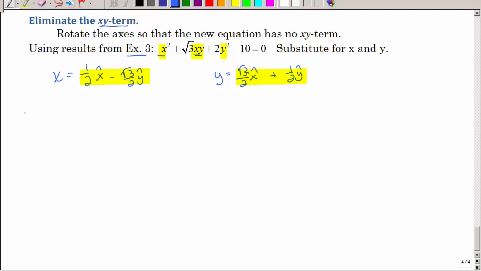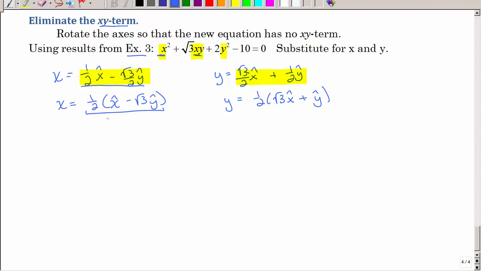So in place of x, I'm going to write this. But you know, since I have all those fractions, how about let's go ahead and factor out that 1/2 and write it like this. Same thing over here. That might be a little bit helpful. Okay, so now I'm going to substitute this in. So if I square the 1/2, I'm going to have 1/4. And let's just go ahead and write this as that quantity squared, plus the square root of 3 times x.